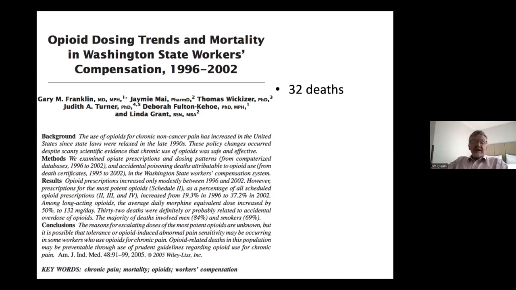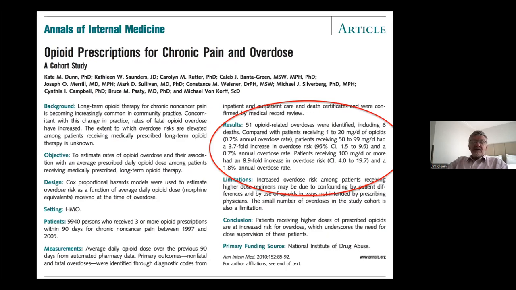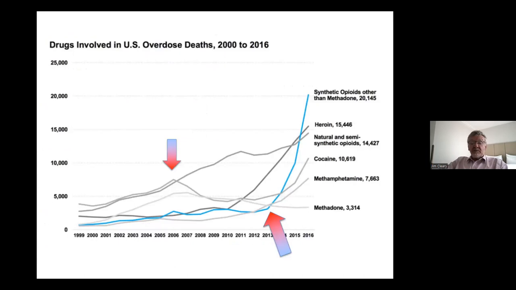32 deaths were analyzed from this data in Washington state as being opioid caused. 15 were from oxycodone, 22 from methadone. And yet they came out and said that we need to be careful when prescribing opioids, and there's this ceiling dose, but a lot of it had to do with the way the methadone was prescribed. And this is another similar study looking at these patients and coming up with similar conclusions as we went forward.